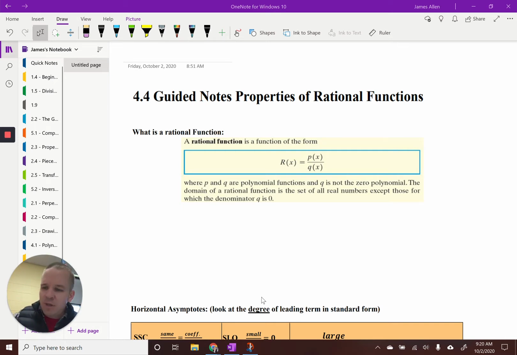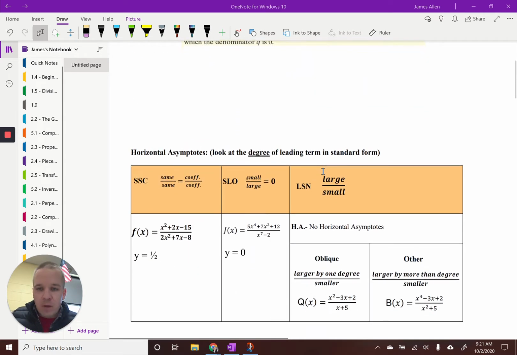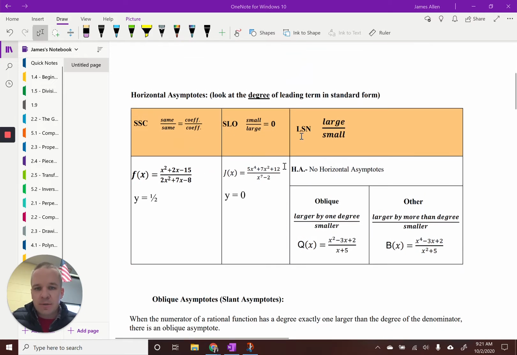But let's hop to it without further ado. We're going to be getting into some oblique asymptotes, sometimes called slant asymptotes. We've only dealt with horizontal asymptotes up to this point, but now we're going to introduce that. Once again, a little refresher. A rational function is of this form where p of x and q of x are polynomial functions, and our denominator cannot be 0. Wonderful. Moving on. Horizontal asymptotes.